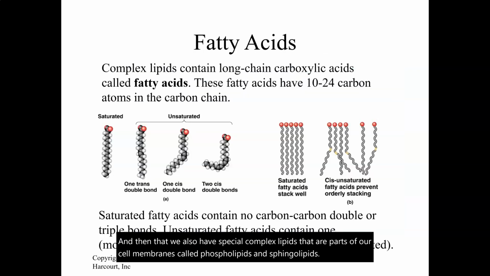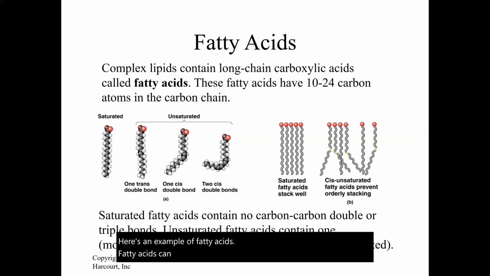So here's an example of fatty acids. Fatty acids can be straight or they can be curved. If the molecule has no double bonds at all in it, it's called saturated. That means there's the most possible hydrogens in the molecule. So they're long chains of carboxylic acids.